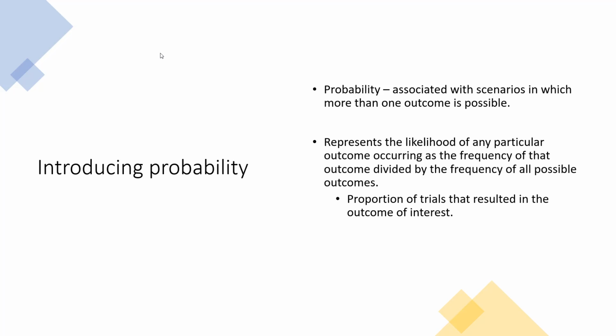But your outcome, there's some variability in that, and we're trying to look at that variability in predicting where people might fall on it. So probability represents the likelihood of any particular outcome occurring as the frequency of that outcome divided by the frequency of all possible outcomes. So, for example, the proportion of trials that resulted in the outcome of interest.